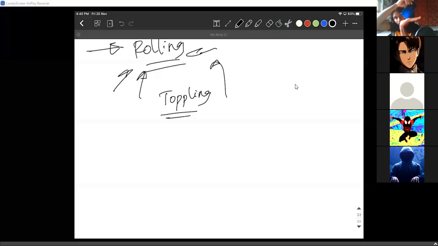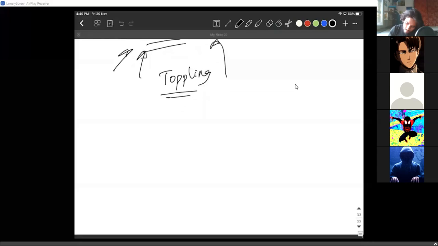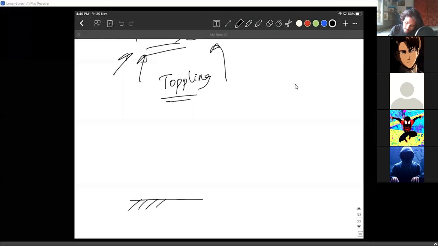For this to happen, clearly observe there is a point of contact, a point of contact about which the body simply rotated. So I'm going to draw the body here from the side view.